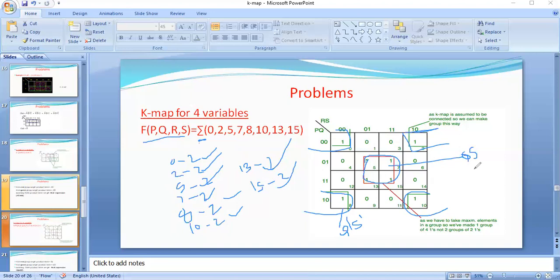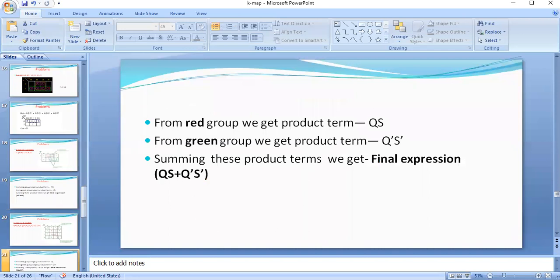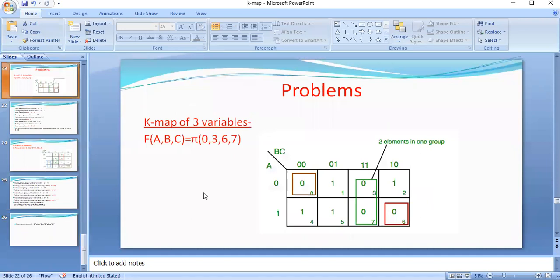So what is the minimized expression? Qs plus q bar s bar. Q bar s bar. Okay, so this is for the 4 variable K-map. And next problem. See here QS and Q bar S bar. So what is the expression? QS plus Q bar S bar.